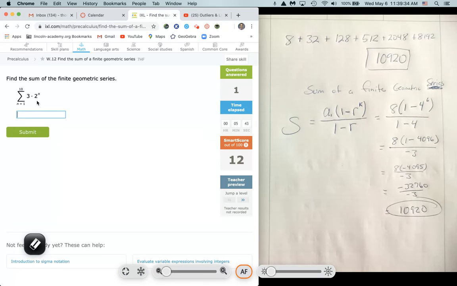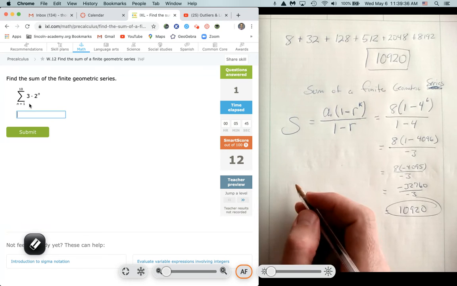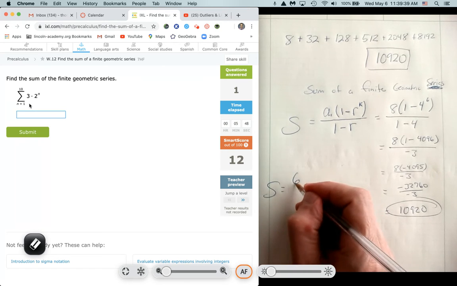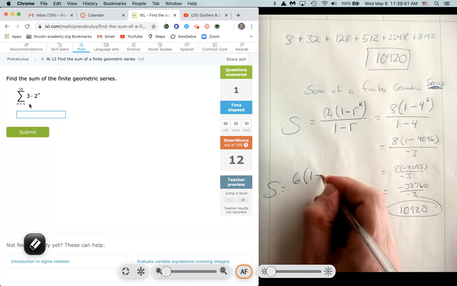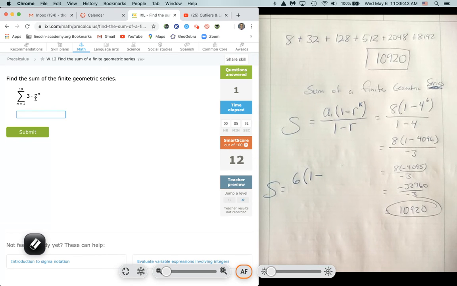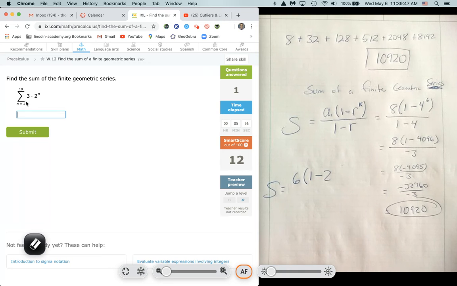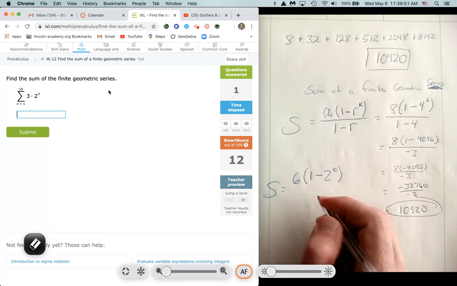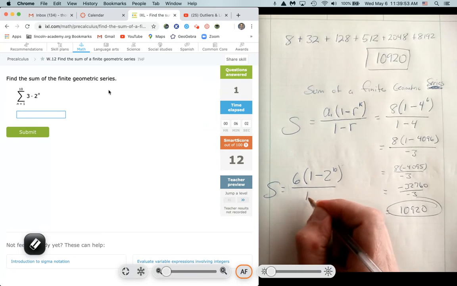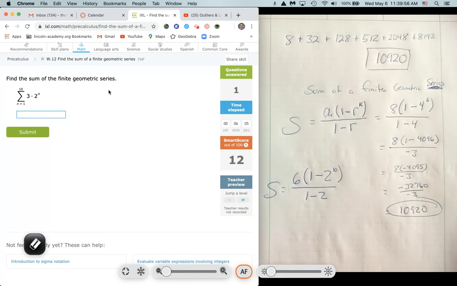2 to the 1 is 2. 2 times 3 is 6. So my sum is going to be 6 times 1 minus, and what am I multiplying by? This common ratio of 2 raised to the, how many terms are there if I'm going from 1 to 10? There's 10 terms, so raised to the 10th power, all over 1 minus my common ratio of 2.